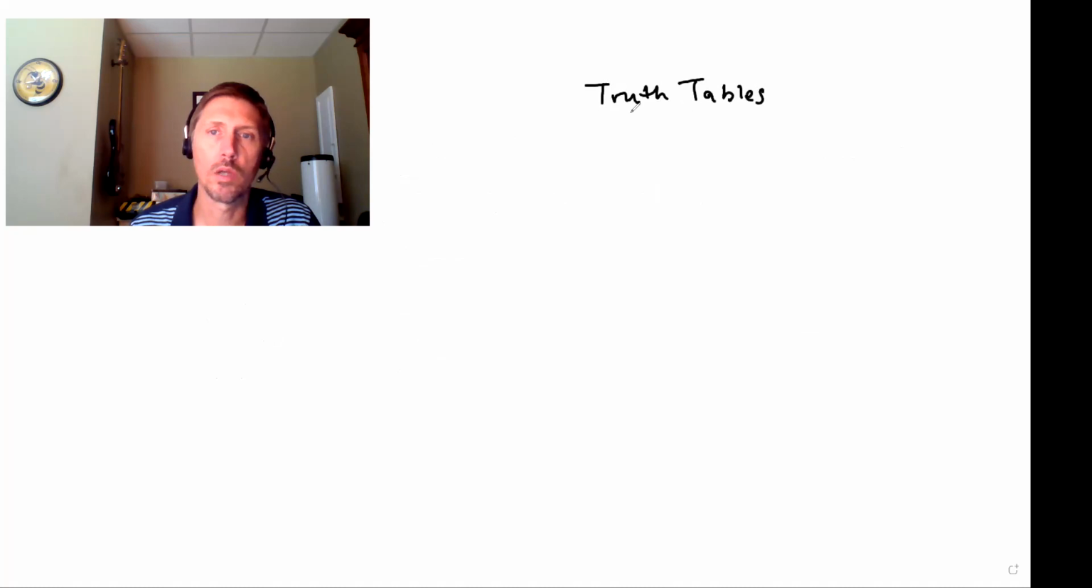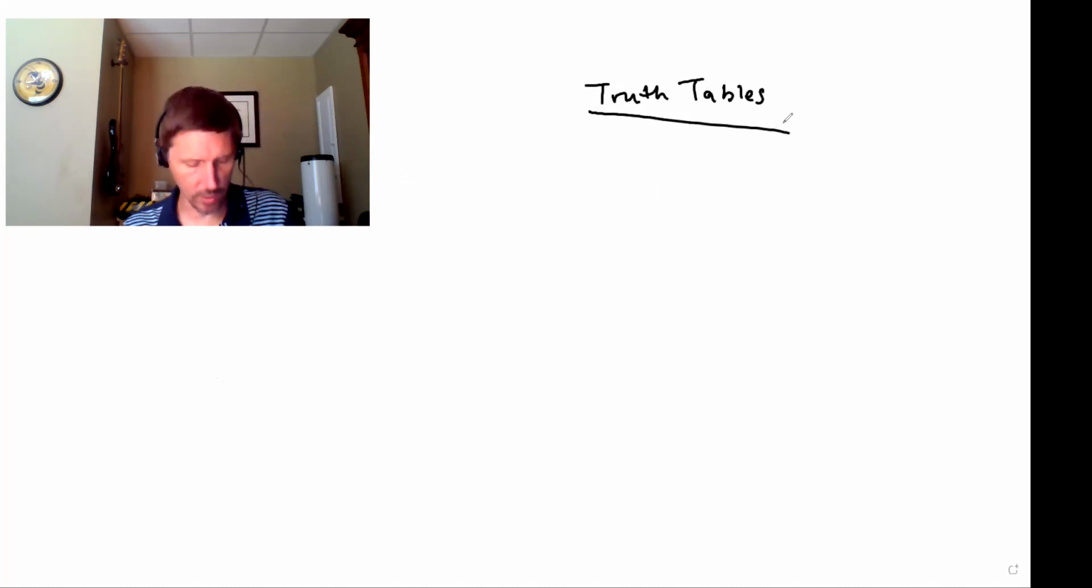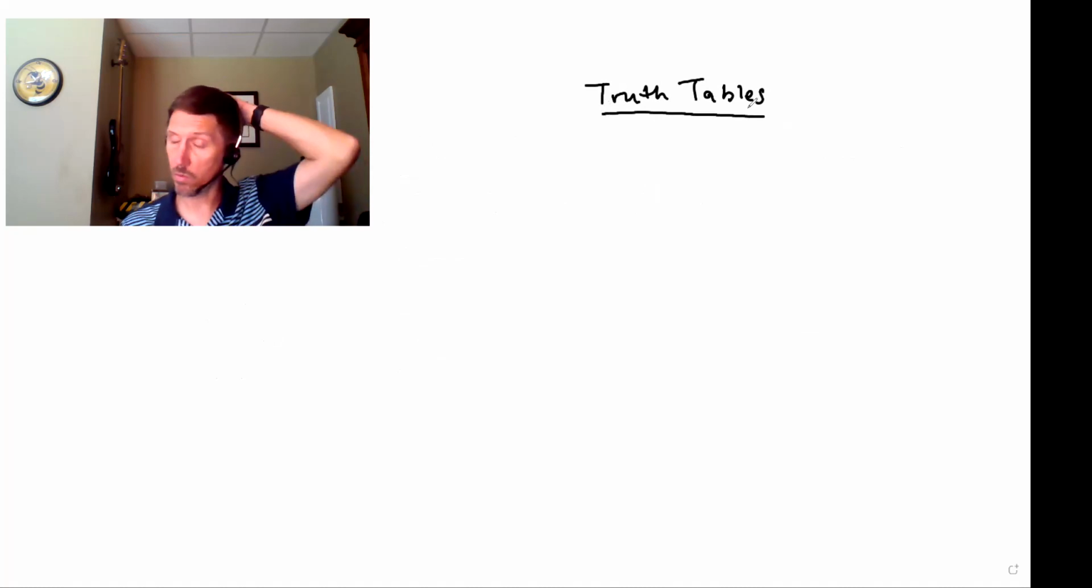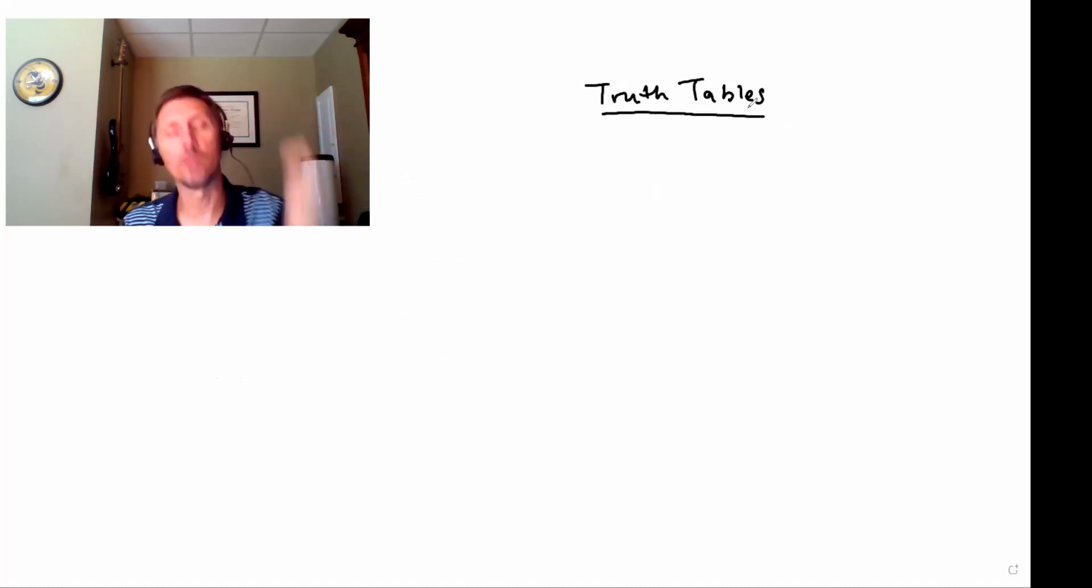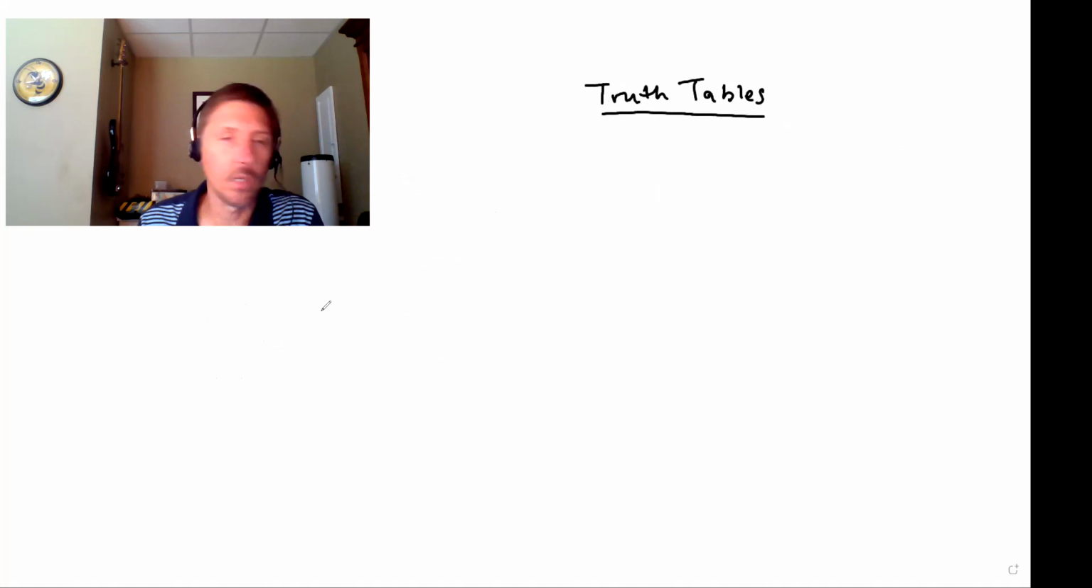Again, we have that term because we use the values 0 and 1, or 1 and 0, true and false, right? So truth tables: is the outcome going to be true or false?